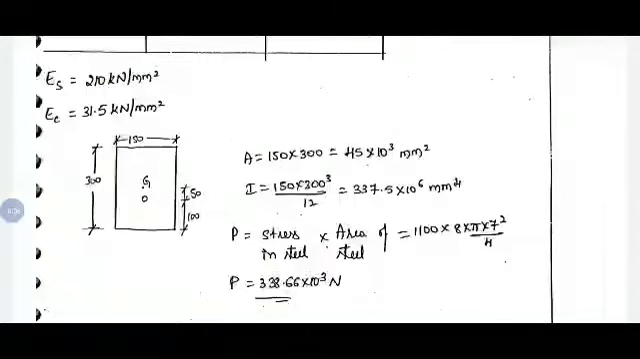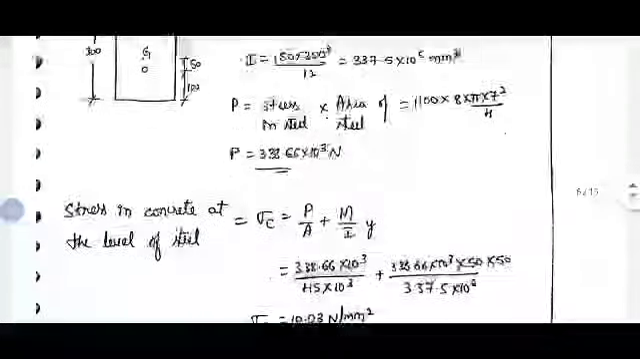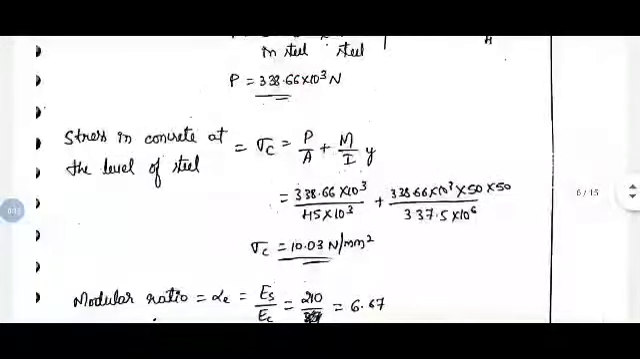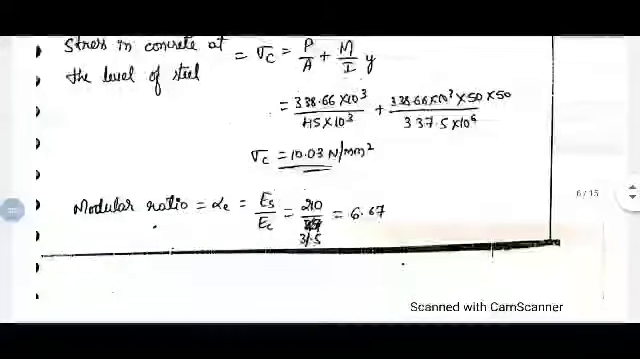Area is given, moment of inertia we can calculate, area we need to calculate. Then P, stress in steel into area of steel, we will get force. Then sigma C we need to find out, P by A plus M by I into Y. Since it is a straight tendon, E and Y both will be same, sigma C. Modular ratio Es by Ec, we will get this.